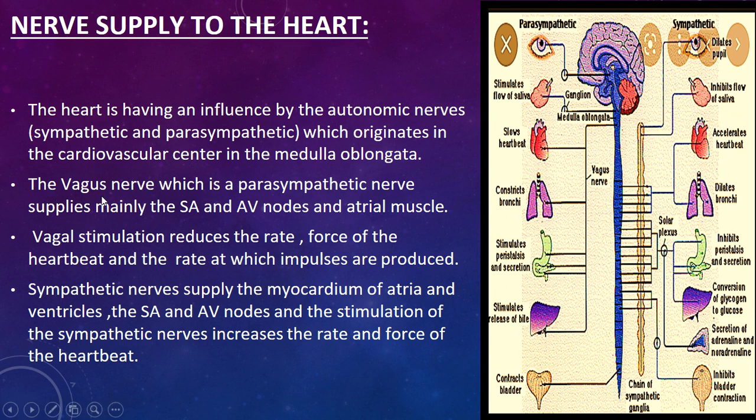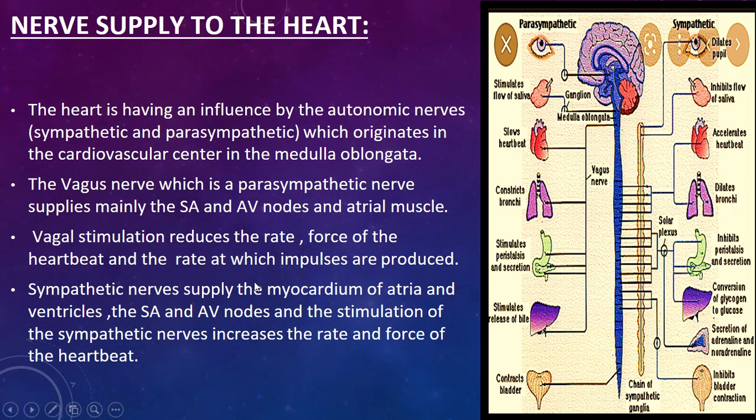The vagus nerve, which is a parasympathetic nerve, supplies mainly the SA and the AV node and the atrial muscles. The vagus nerve, a cranial nerve from the medulla, supplies the heart, that means the SA node, the AV node and the atrial muscles. Vagal nerve stimulation reduces the rate and force of the heartbeat and the rate at which the impulses are produced. So the vagus nerve is the main one that helps in the reduction of the heart rate and the force of the heartbeat. Everything is controlled by this vagus nerve.